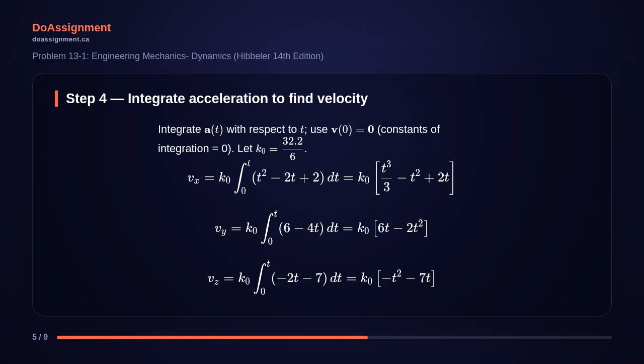We integrate each acceleration component with respect to time. Because the particle starts from rest, all constants of integration are 0. This gives us the 3 velocity components as functions of time.